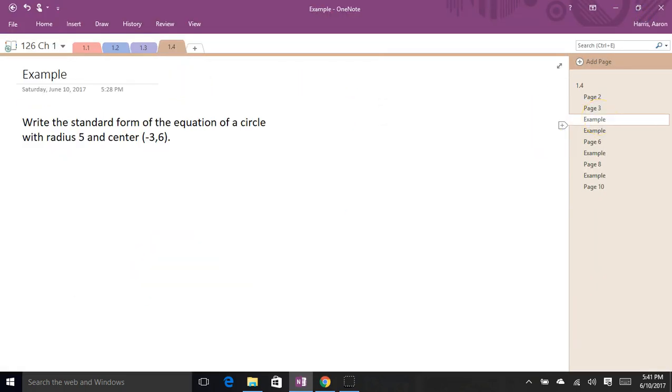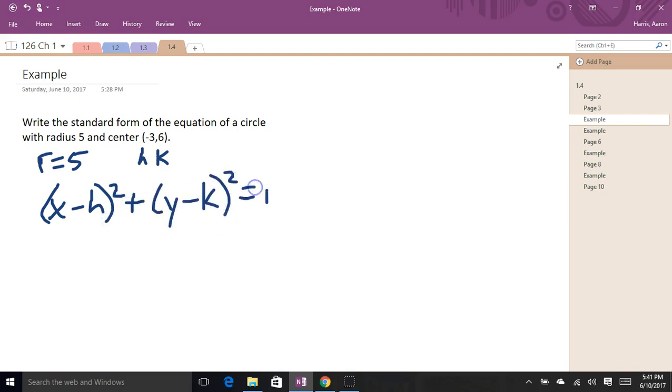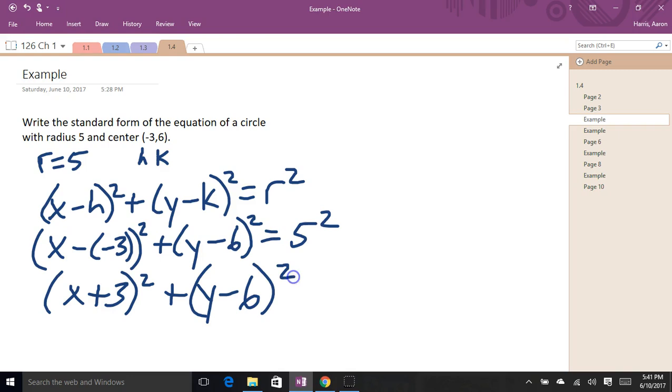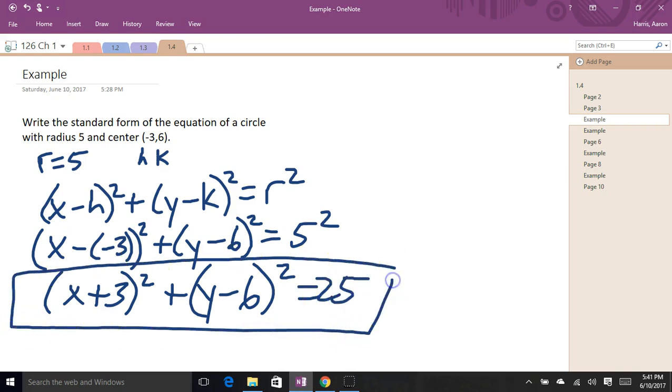Alright, let's write the standard form of the equation of a circle with a radius of 5 and a center negative 3, 6. You immediately want to say, okay, there's my center given, negative 3, 6, and you also notice that your radius is 5. So you just note that, and then go ahead and plug in h, k and r into the standard form. So your h is negative 3, so you have x minus negative 3 squared. You have your k is 6. You have your radius, which is 5. So you have x plus 3 squared plus y minus 6 squared equals 25. And there's your standard form of the equation of a circle for this circle.